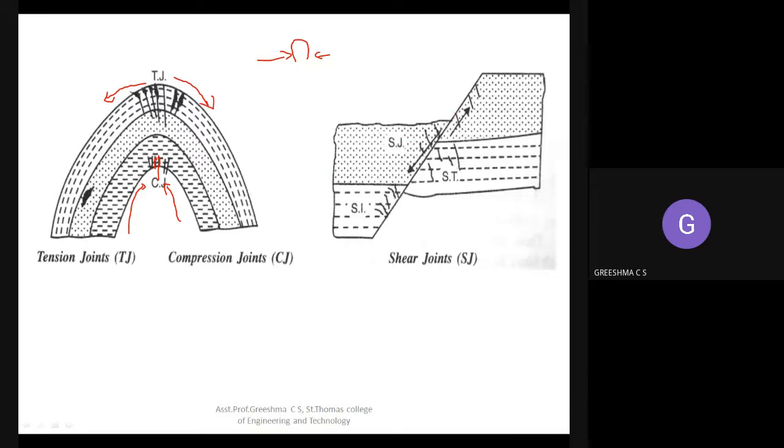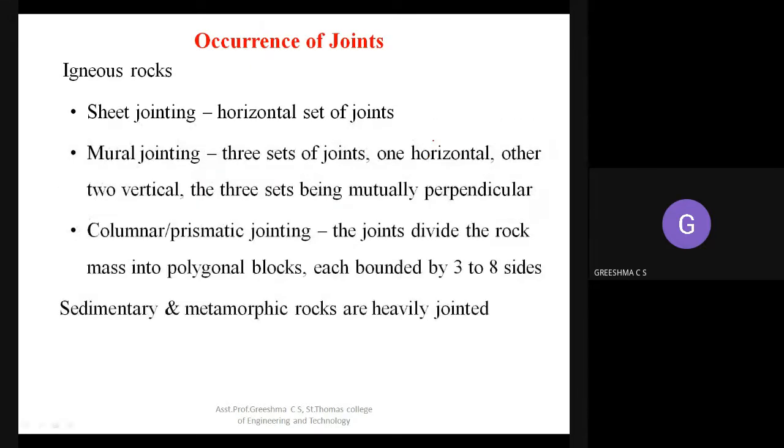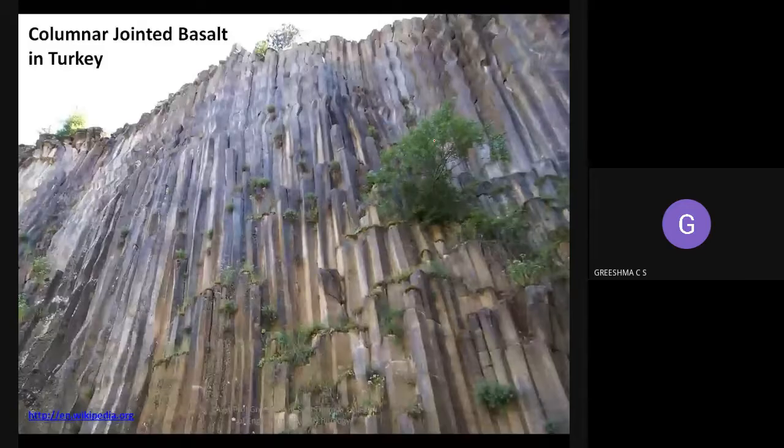See here, because of the tangential movement, the joint has occurred over here. That is a shear joint. Because of the tangential forces acting over the surface, you can see shear joints have occurred. So that's it. We can see one example of columnar jointed basalt that occurred in Turkey. These are joints occurring in rocks, and this is columnar in structure.